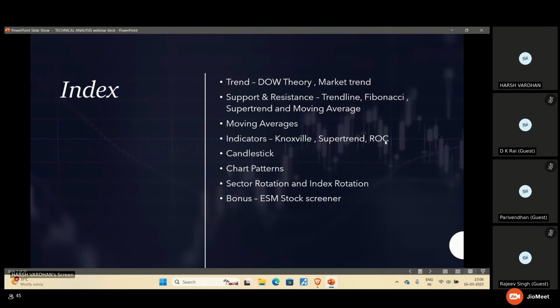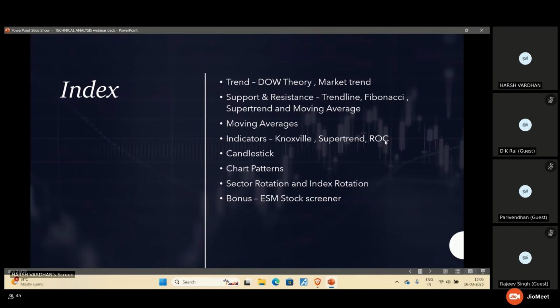Okay, so in this technical analysis webinar, first of all, we will look at what a trend is. We will understand the Dow theory and how to know if a stock or the market is in an uptrend, downtrend, accumulation phase or distribution phase. After that, we will learn about support and resistance. These are important levels from which a stock may change its direction.